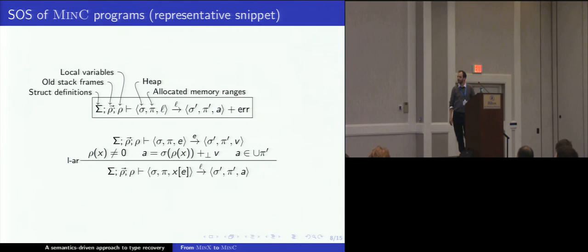And here we're dereferencing, we're actually doing an array indexing. We're looking up E in X. So we will first evaluate E to get a value. We then check that X is not null. We can then calculate the address that we're looking for using the offset V. And then we have to check in Pi that our address is inside an allocated memory range.